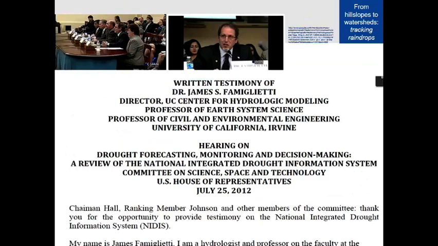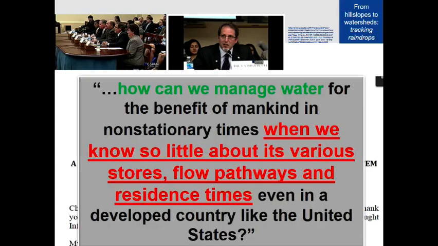I think a good quote to link the processes to this is by a colleague of mine, James Famiglietti. Jay is on his way to my institute, actually, to take on a position. But he testified in a drought hearing back in 2012 in the US. And this quote, I think, is particularly apt. How can we manage water for the benefit of mankind in these non-stationary times when we know so little about its various stores, flow paths, and residence times, even in a developed country like the United States? And as David showed, this gets just so much more difficult when you go to the developing world and where UNESCO is trying to have an impact, where data is so scant and understanding these things is so difficult.